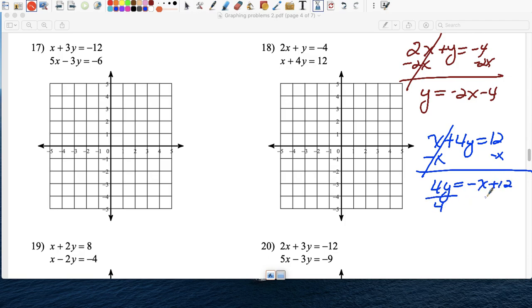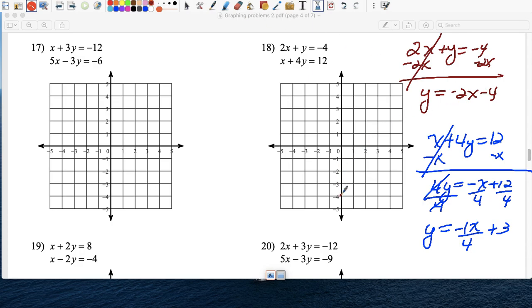Divide both sides by 4. Divide everything by 4. These two 4s become 1, leaving me with just y equals -x over 4, and I'm just going to write the 1 here. Negative, okay, that stays the same. And then 12 divided by 4 is positive 3. And that's my second equation. So let's do the first one.